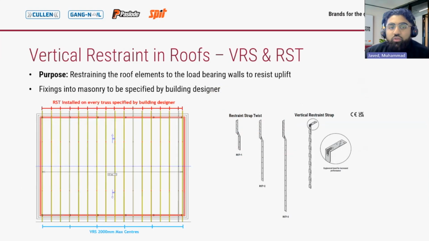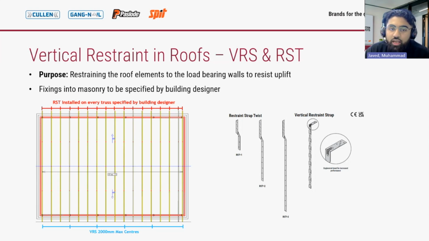Okay, so vertical restraint refers to measures taken to prevent the vertical movement or uplift of structural elements of the roof, namely wall plates and trusses. We have 2 straps for these applications. So we have our VRS straps and our RST straps.